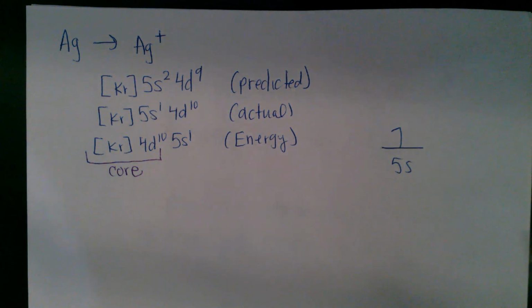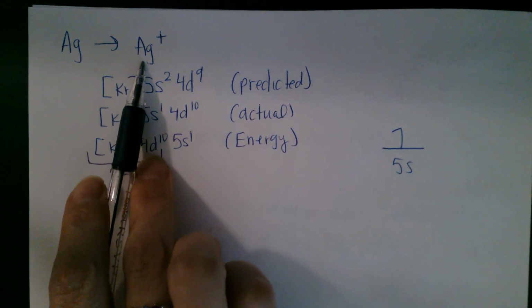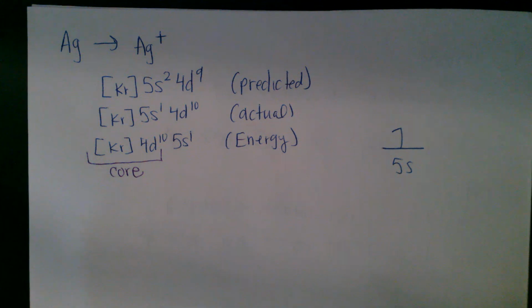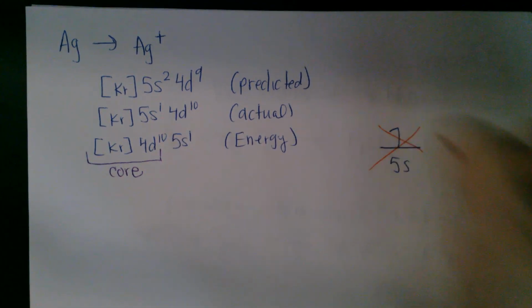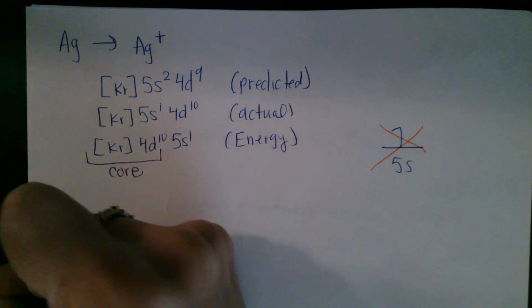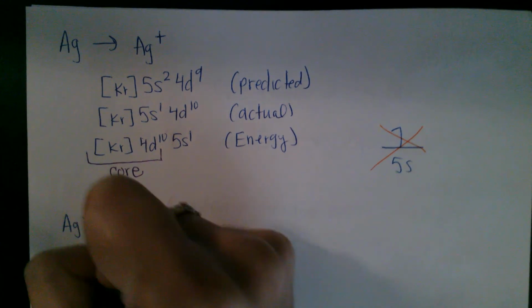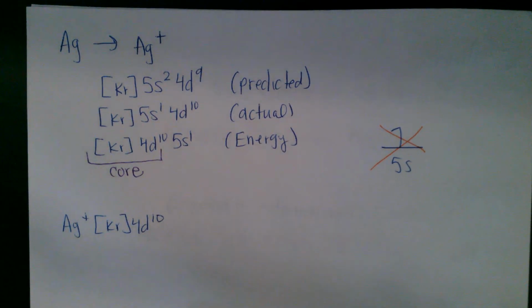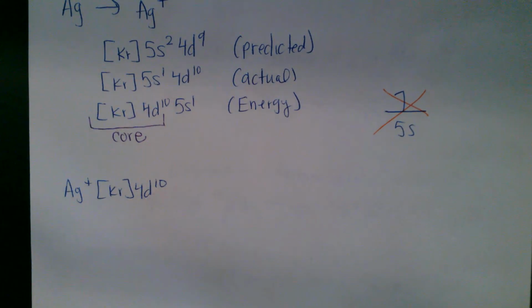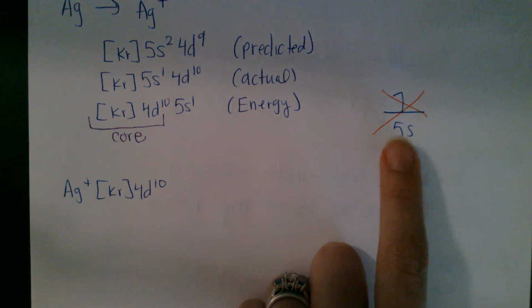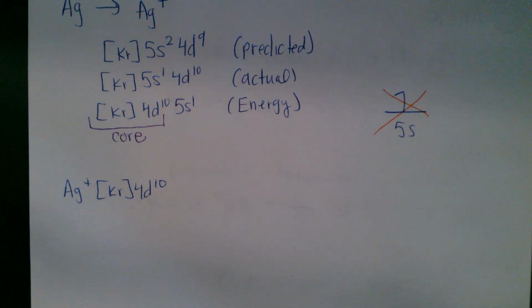Okay, so to form silver Ag+, this electron right here is lost. So Ag+ is just krypton 4d10, where that S electron is the one that's lost. Okay, so that's how the transition metals work. Again, we lose the S electrons first. They are a little bit higher in energy.